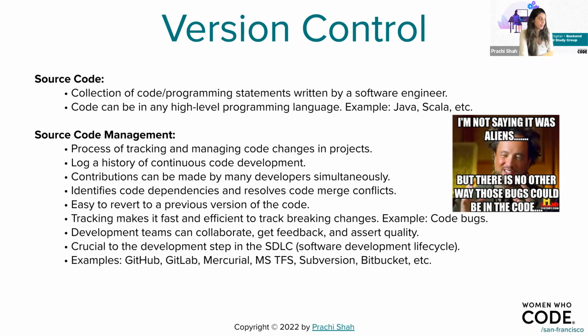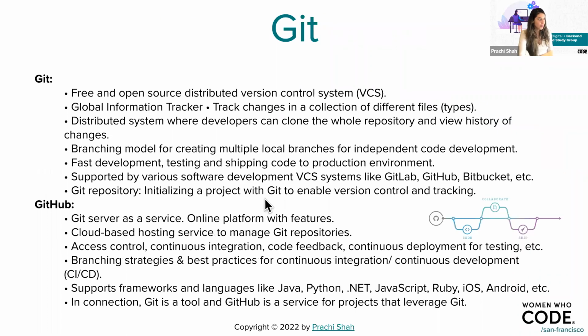Some of the well-known source code or source control management systems are GitHub, GitLab, Mercurial, Microsoft Team Foundation Server, Subversion, Bitbucket, etc. We're going to focus more on Git and GitHub in this session. So we need to understand what Git is first, right?